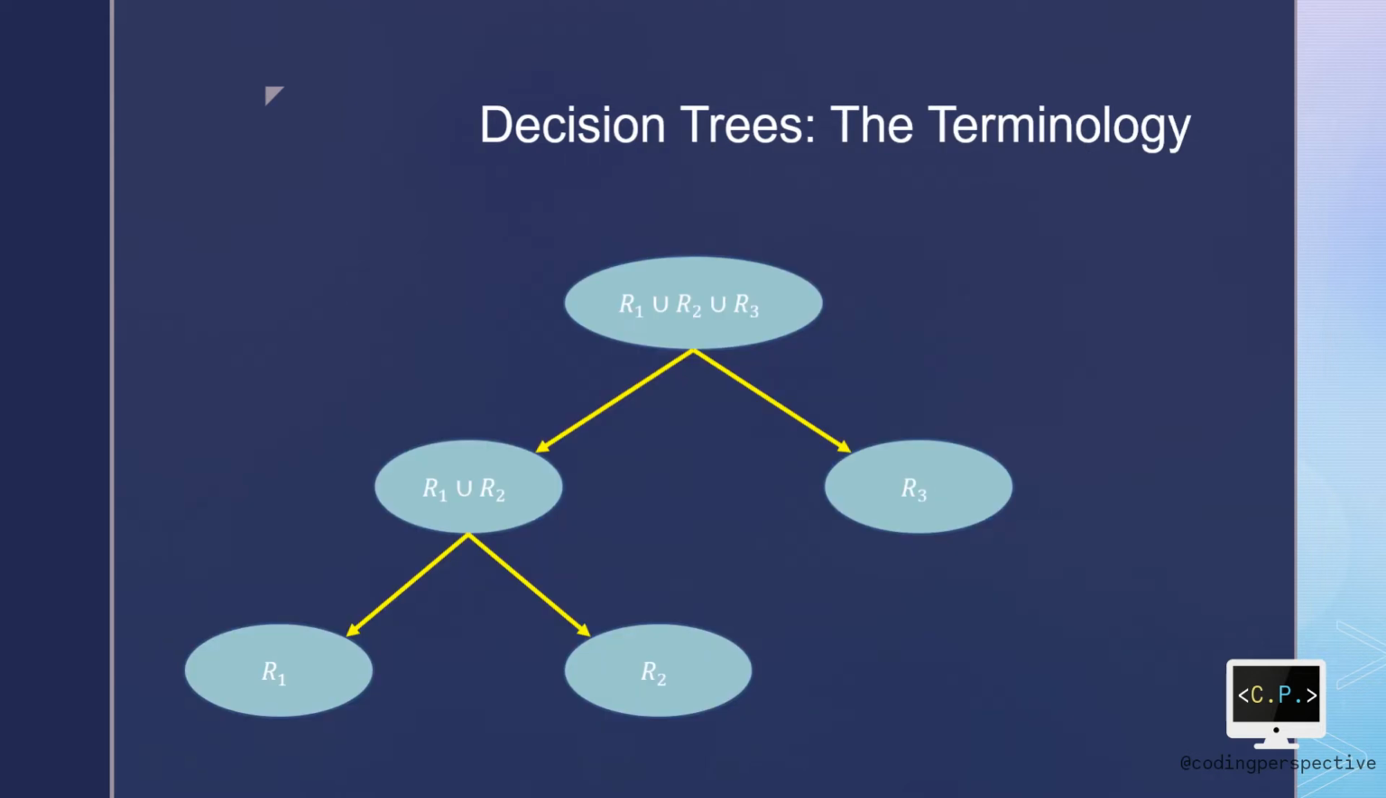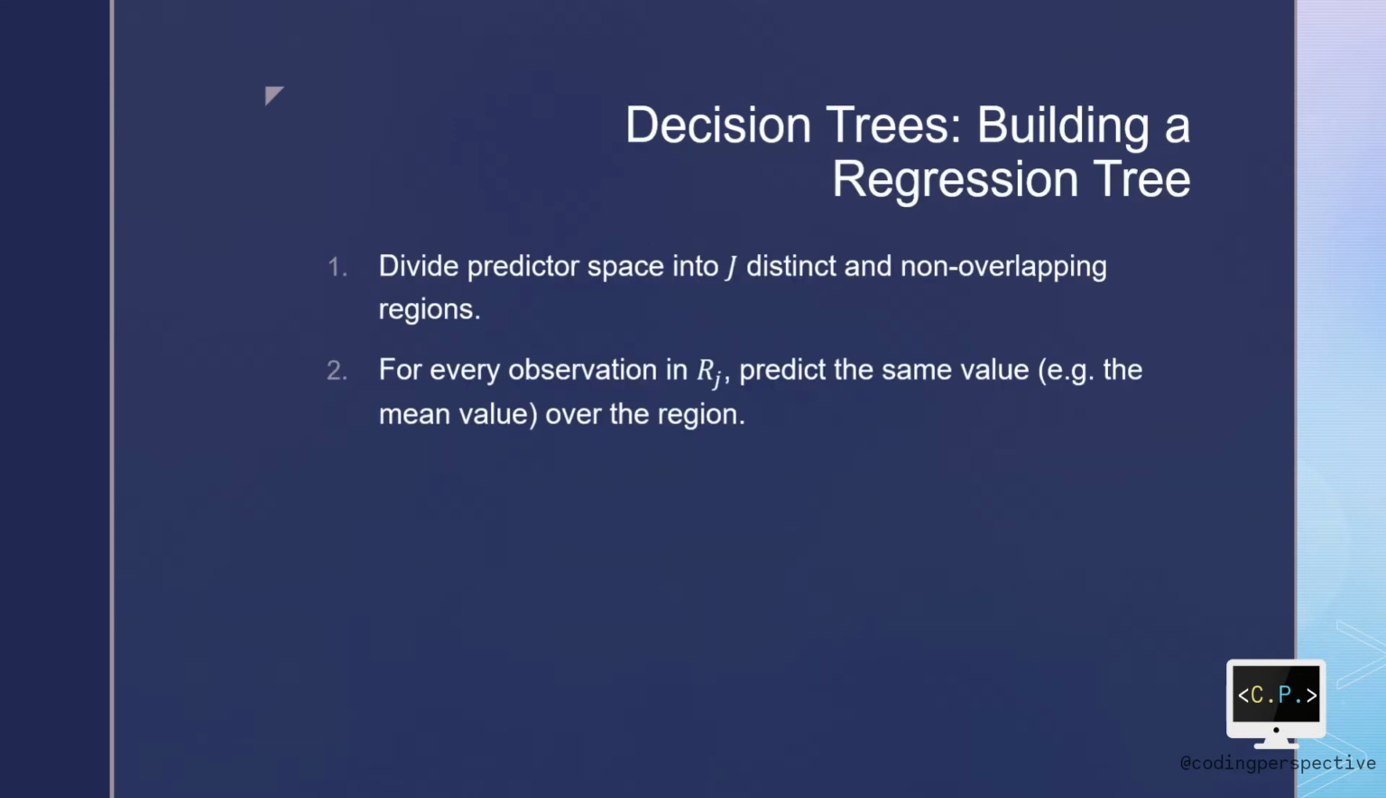Let us now focus a bit on the terminology of decision trees. As a starting point, unlike the real world, trees are generally drawn upside down, so that the leaves stand at the bottom. We call the regions R1, R2, and R3 terminal nodes or leaf nodes or leaves. We call a node an internal node when it is not a terminal node. Now we can move on to the tree building phase.